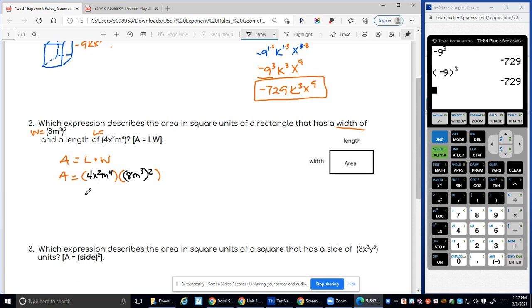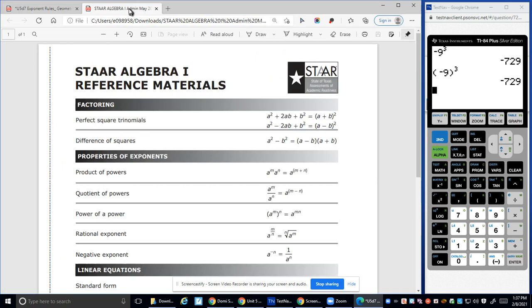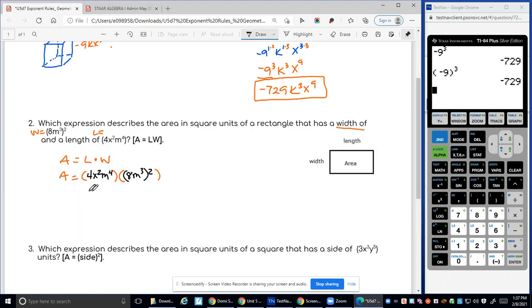So now what I want to do is get all my coefficients up front. So if we look at the rule right here, this is basically this product of powers. And what we're going to do with our exponents is we're going to add them because each one has their own base, right? So let's kind of organize it. I've got 4 times, and then I've got 8.